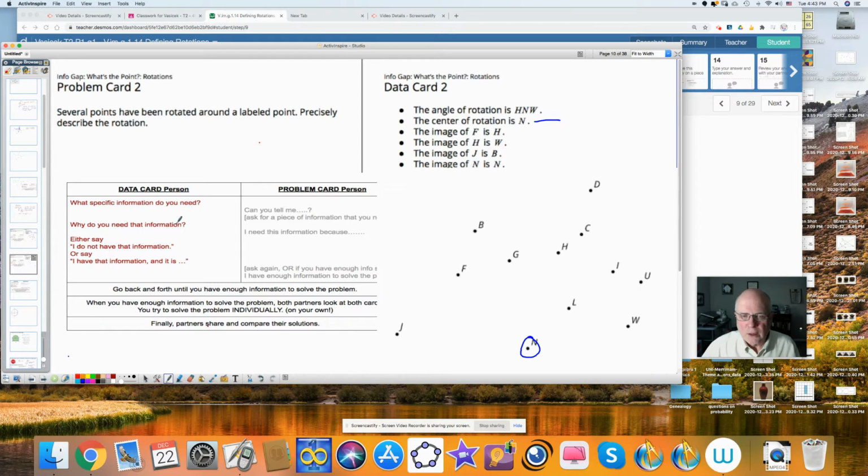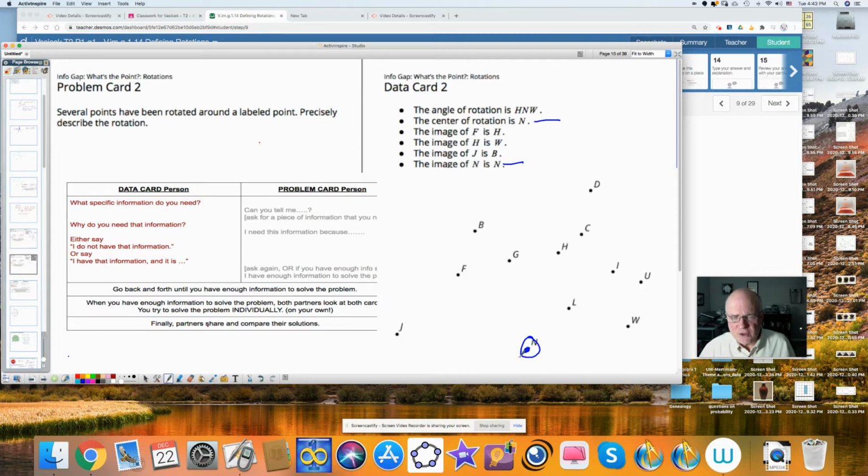And the person then asked, what is the image of N? Why do you need that information? Because I don't know. I have that information. The image of N is N. Now, the image of N, if I'm rotating around this point, that means that it's always going to be going to itself.